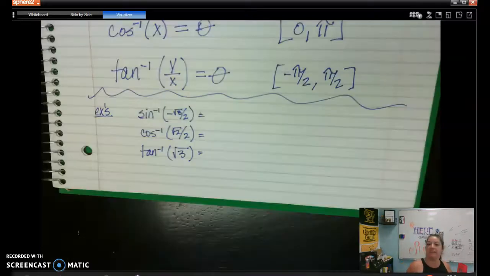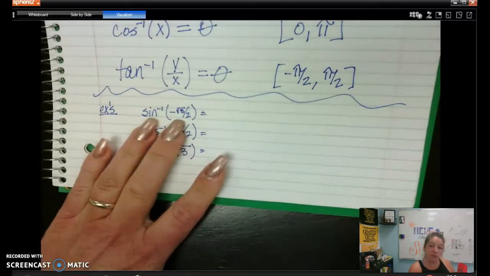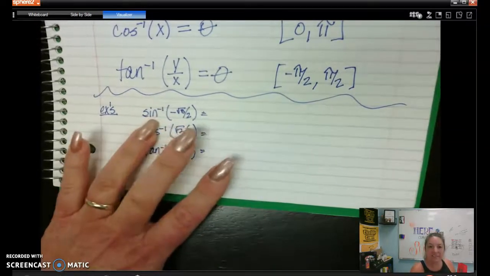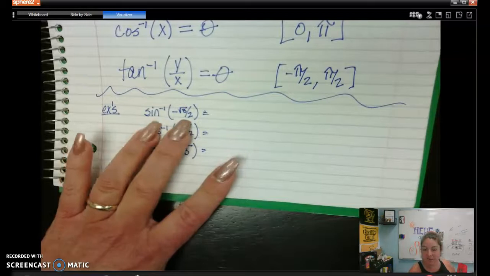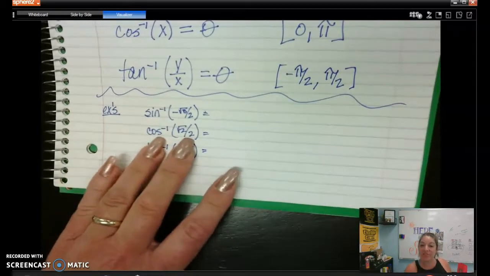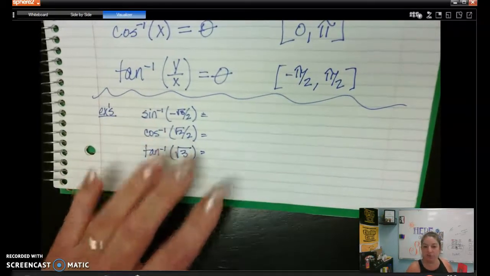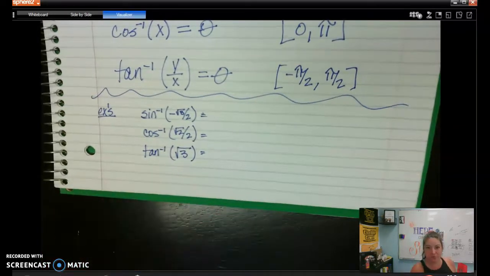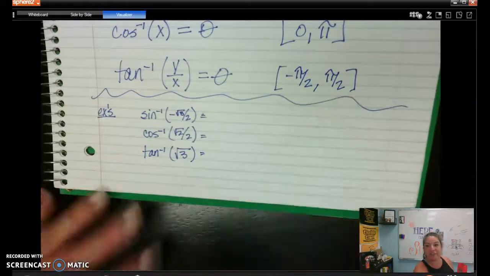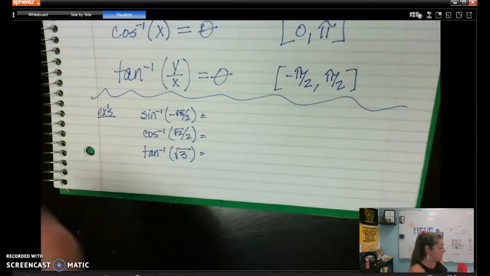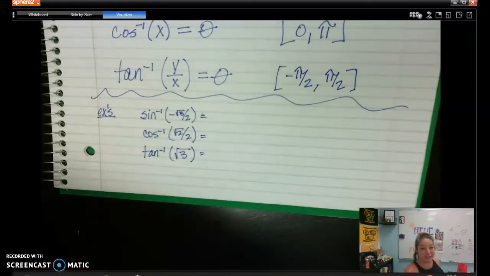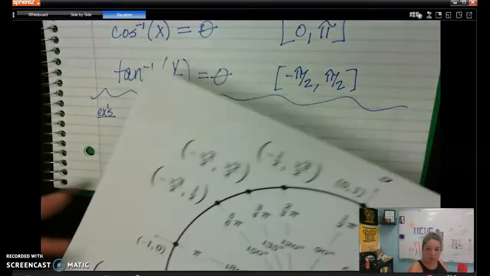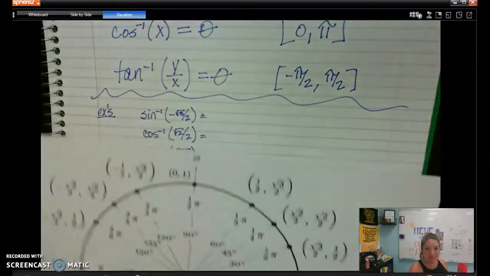These are the examples that I want to do next. Again, we're looking for the angle when the sine is negative root 3 over 2. You're looking for the angle when the cosine is root 2 over 2. And then we're looking for the angle when the tangent is root 3. And again, I'll show you where that fits in those boundaries. If you visualize the unit circle, it does make things go a little bit faster.